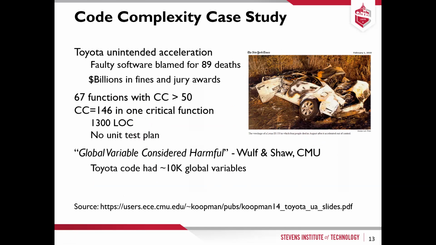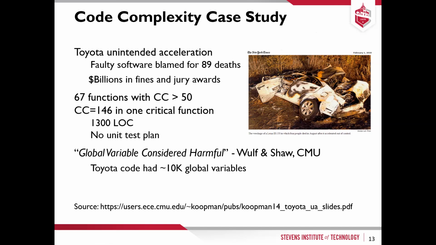Based on different case studies, we can look at the usefulness of cyclomatic complexity. For example, in Toyota, there was this problem where the cars would fail and the driver couldn't control them. It resulted in 89 deaths. They checked all the mechanical and electrical options possible. They couldn't understand what happened.